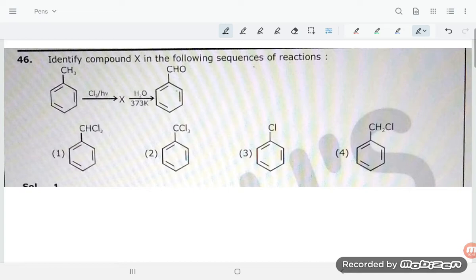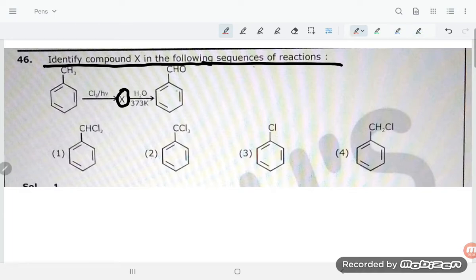The first question says: identify compound X in the following sequence of reactions. X is there in the center as an intermediate, and they are asking which of the 4 options could be correct. Let us try to write the equation for this.